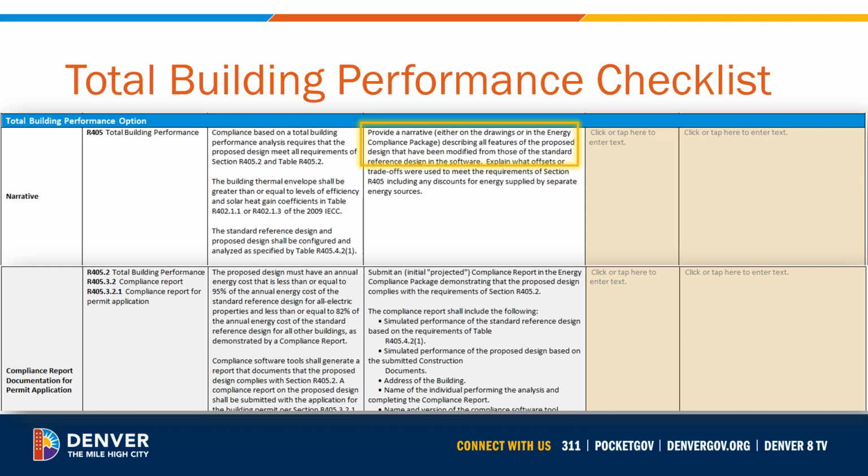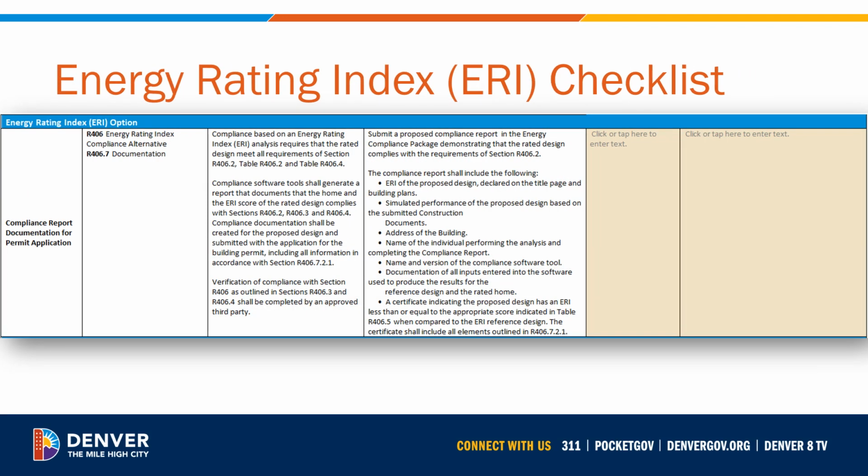In addition to this checklist, the user must submit a narrative that describes how the proposed building differs from the standard reference design. This narrative should match what is shown in the compliance report produced from the energy model. The checklist provides a detailed list of what the compliance report needs to include. In the tan text boxes, provide any additional notes for the plans reviewer and indicate where the narrative and compliance report can be found in the permit set.